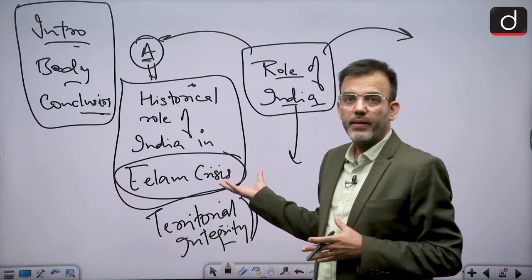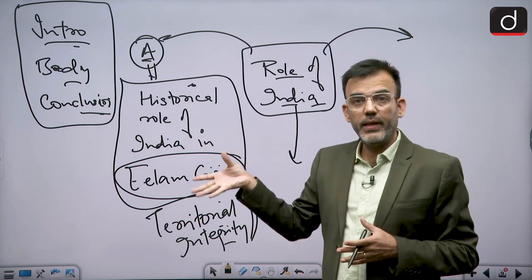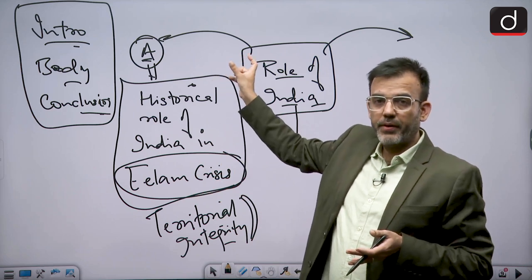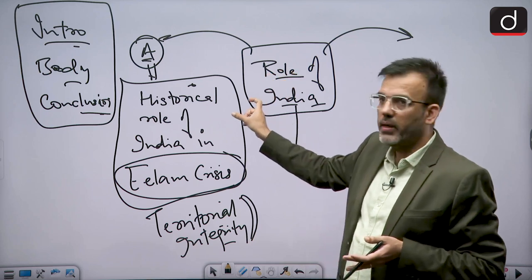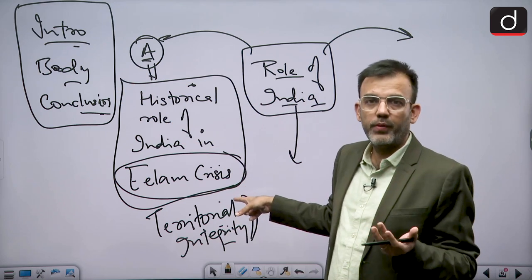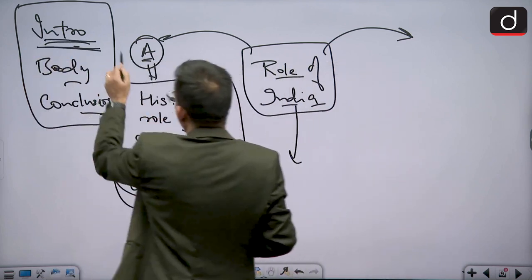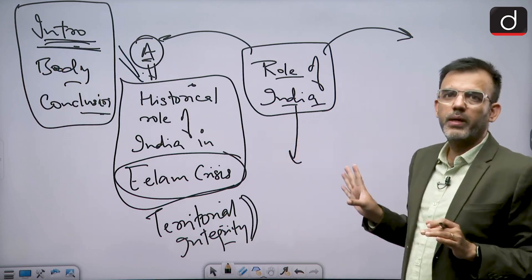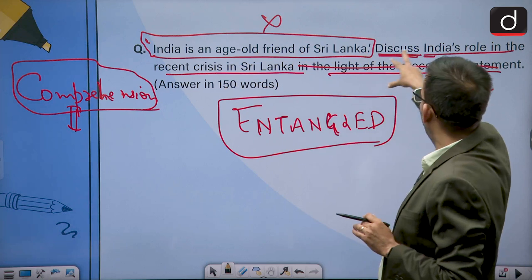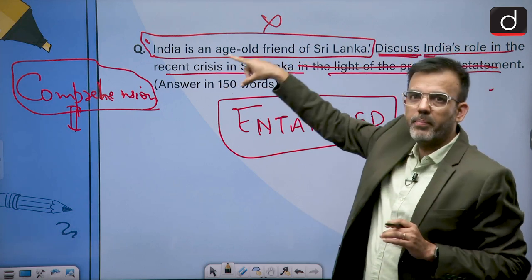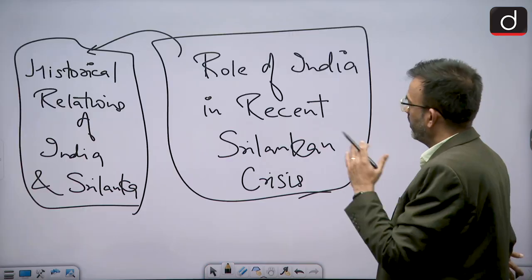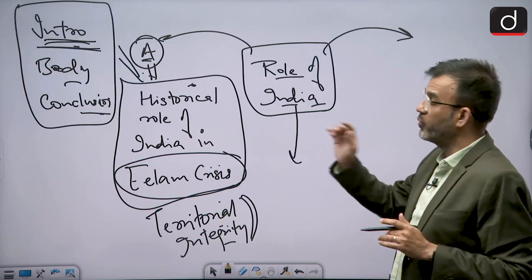So, I will say that although the present crisis is only with respect to the economic spectrum, because of that preluding statement, the prefix attached to the real question, it is imperative that we give due weightage to the role which India had played in the Elam crisis. So, intro can be this aspect. This will be a very good intro for this question, and this will also justify the real intent of the examiner, that being an age old friend of Sri Lanka, you have to discuss some role which India had played in the past also. That will create this historical linkage and develop a new dimension to this question. So, that is one aspect which you should keep in mind.